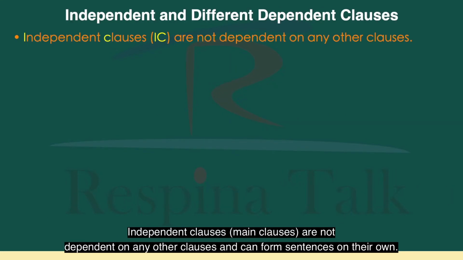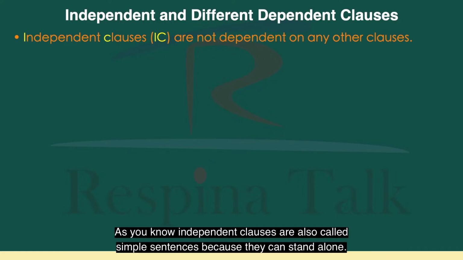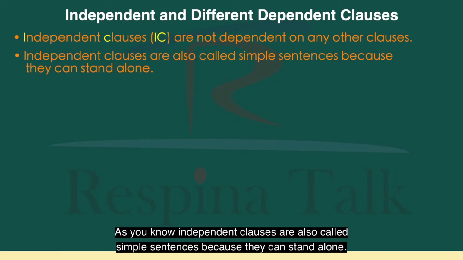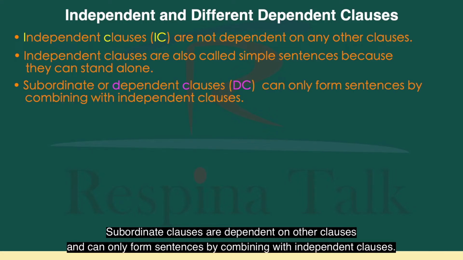Independent clauses, or the main clauses, are not dependent on any other clauses and can form sentences on their own. As you know, independent clauses are also called simple sentences, because they can stand alone. Subordinate clauses are dependent on other clauses and can only form sentences by combining with independent clauses.